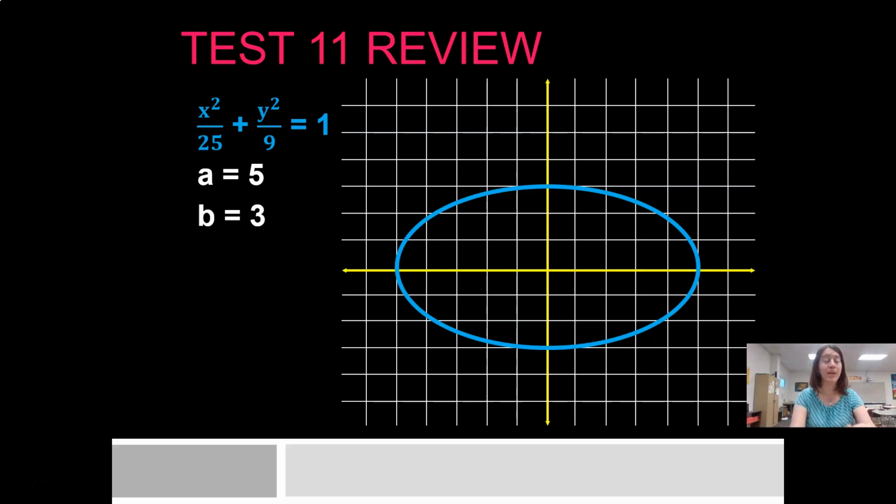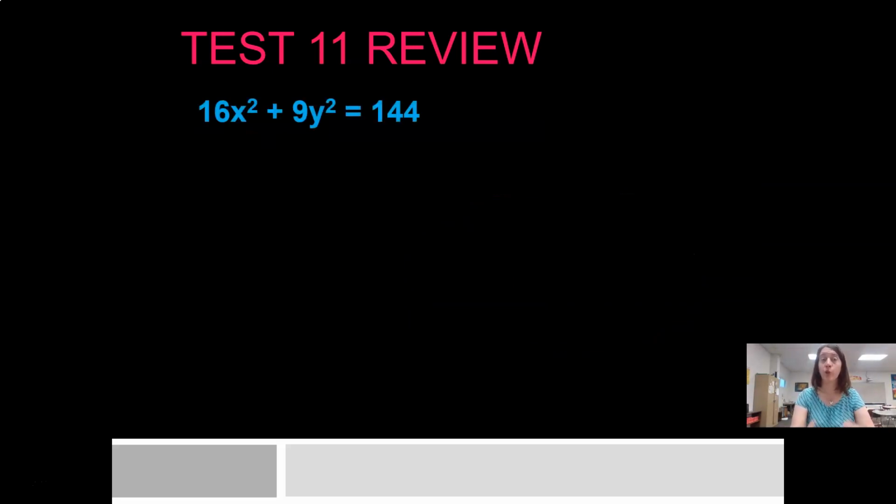Now, on questions 3 and 4, what you're going to have to do first, so this will be like question 3, is write the ellipse in standard format first. Then on question 4, you're going to graph the ellipse like we just did from questions 1 and 2.